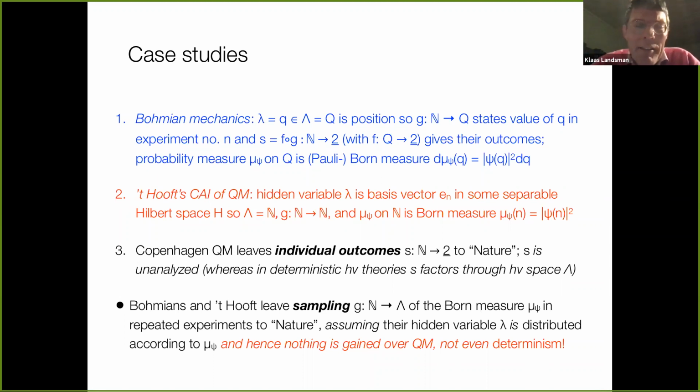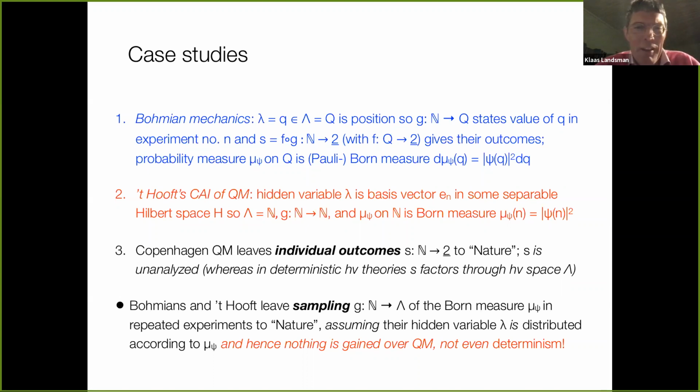So in Bohmian mechanics, the space of hidden variables is position space, either of a single particle or of a larger number of particles. Let's call it capital Q in all cases. And so my function g from the naturals to Q just states the value of the particle positions in experiment number n. And this function s, for sequence, gives the outcomes of experiments number n for each n. And the probability measure that such a theory is supposed to produce to become compatible with quantum mechanics, at least in this Laplacian sense, is literally the Born measure for Bohmian mechanics.